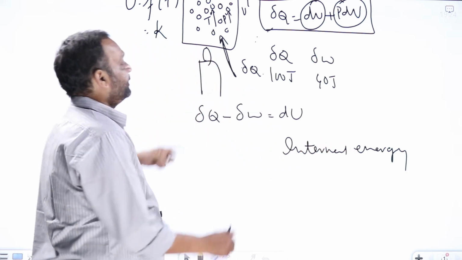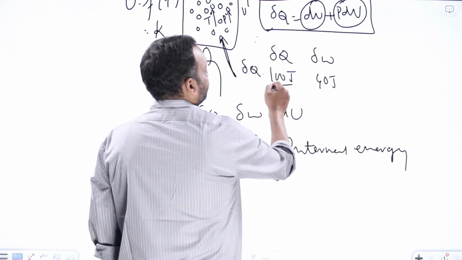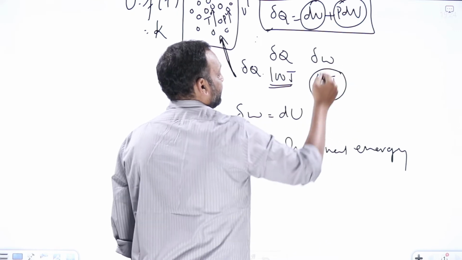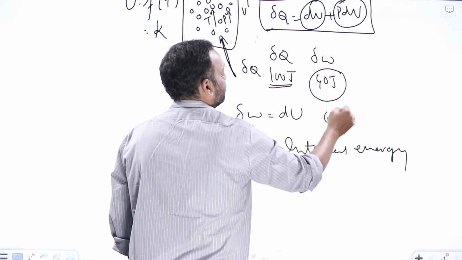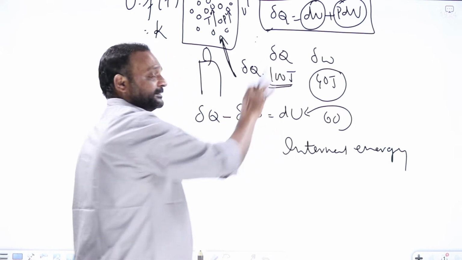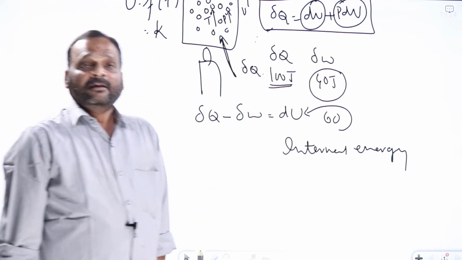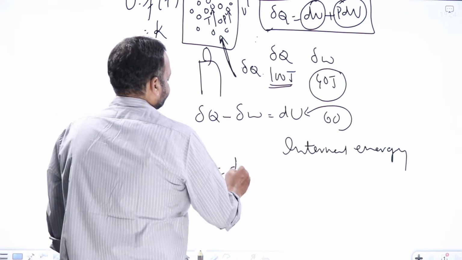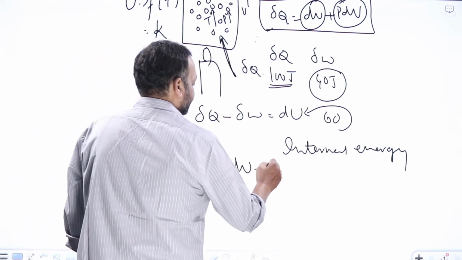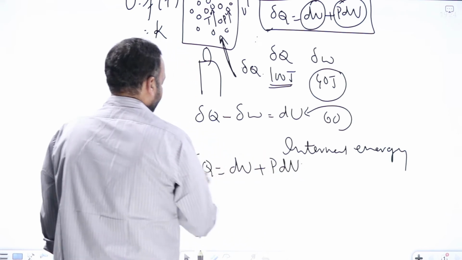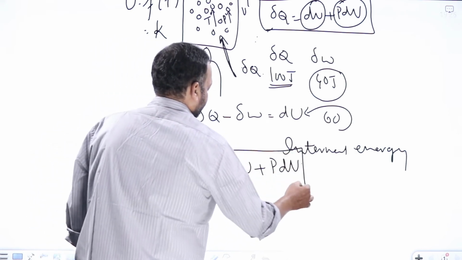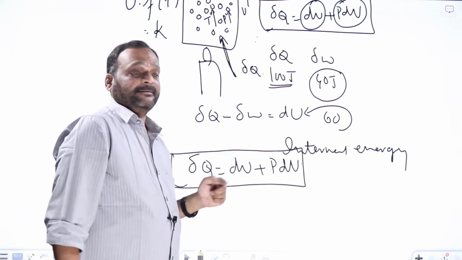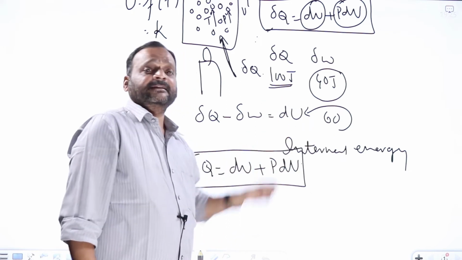So what is happening to the 100 joules of energy you are giving? A part of it is used up in doing external work. The remaining 60 joules will be used up in increasing the internal energy, as the total energy is conserved. That is the significance of the first law of thermodynamics. So in general, delta Q equal to dU plus delta W you can write, or dU plus PdV. This is the statement of the first law of thermodynamics, right? And its significance is that it has given the concept of internal energy for a gas.